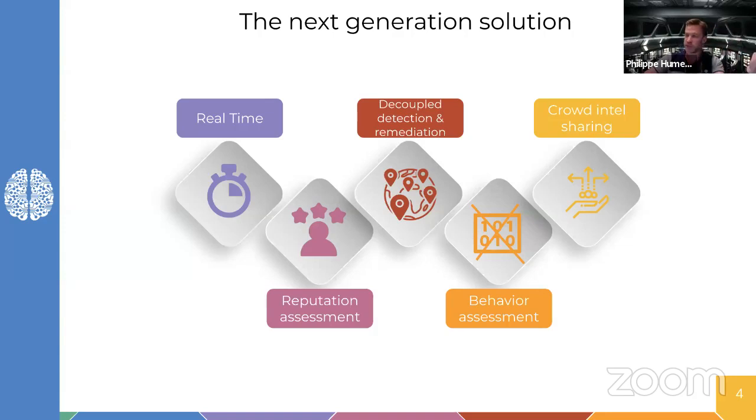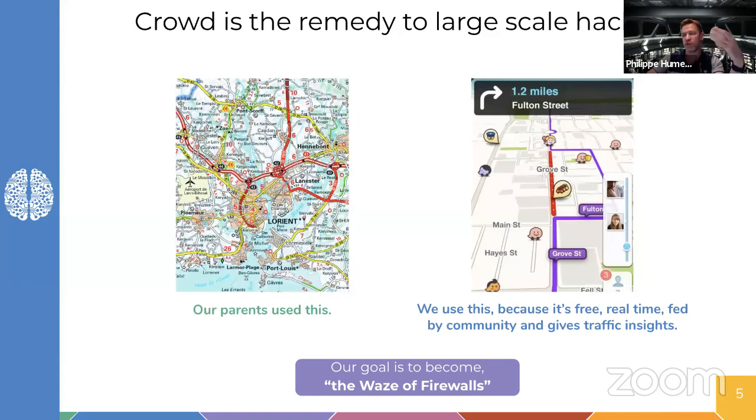Then you have the behavior assessment. This is what we'll see just right after. So it's both reputation-based and behavior-based. And we share with the crowd all the findings. So this is where it's really open source minded. You will see we share everything we find all together so that we are all together more secure. If you want, we have a very loose parallel, which is like your parents used to use the paper map, and we want to do what Waze did with the map, you know, like this.